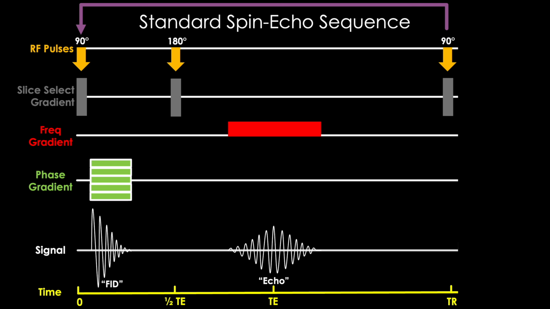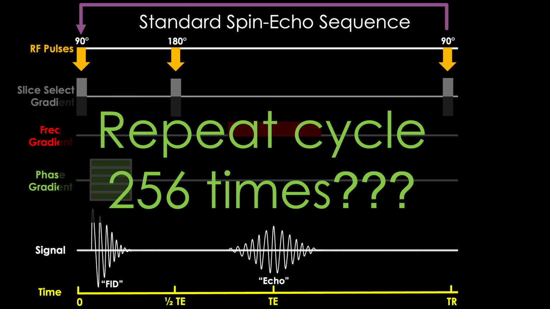So by now you're probably asking, do we really need to repeat the cycle 256 times to generate a picture of one slice of the body? How long will that take? Aha, that's a good question, and we might as well tackle it now.